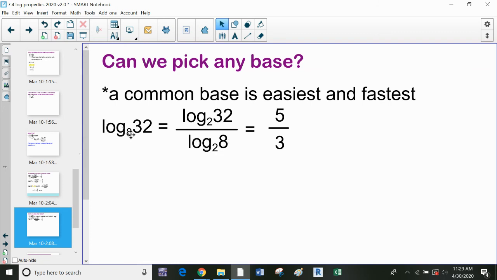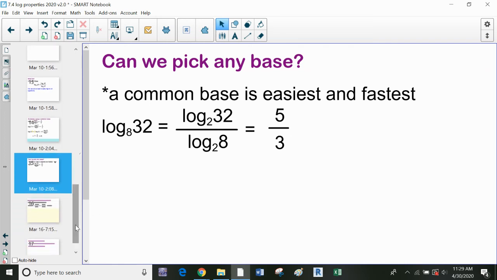So what exponent would I put on 8 to make it equal 32, which is what this expression is asking? Well, I use my change of base formula right here, and I find out the numerator is a 5, and the denominator is 3. So 8 raised to the 5/3 power would equal 32. So these are how you start to solve or simplify some of the more complicated log expressions.